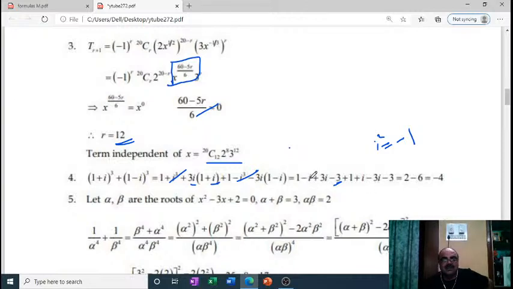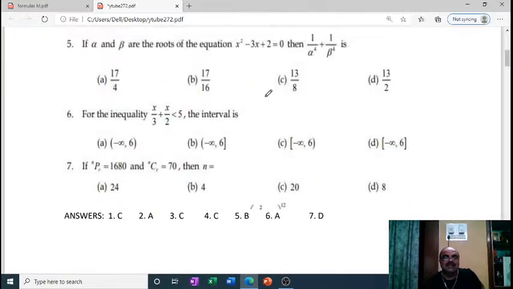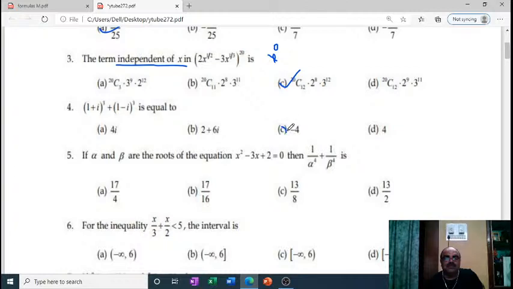Now what all got cancelled? Minus i got cancelled with plus i. Plus 3i got cancelled with minus 3i. Now remaining is all numerical values. 1 plus 1 is 2, minus 3, minus 3, minus 6. So 2 minus 6 is minus 4. So the right answer is minus 4. Hope this is clear to you.